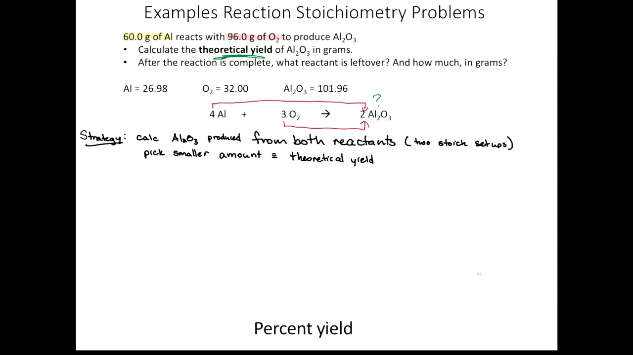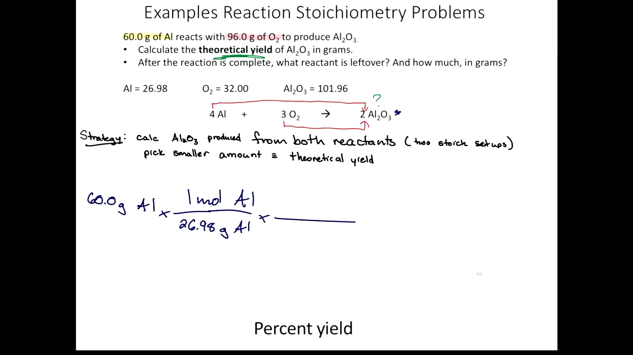So this is just like that potassium example we had, where we have a gram amount, mole amount, gram amount. And we do that over and over and over again. So let's start with the 60 grams of aluminum. All right, so I want to go to the product here, aluminum oxide, so I'm going to convert that to moles. So 26.98 grams of aluminum is 1 mole of aluminum.